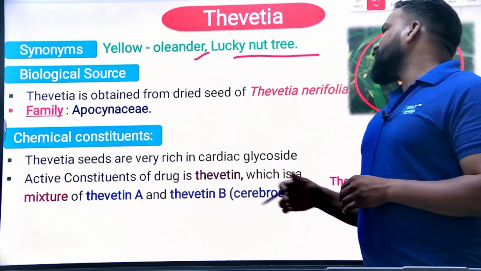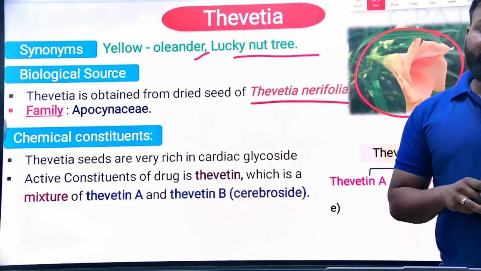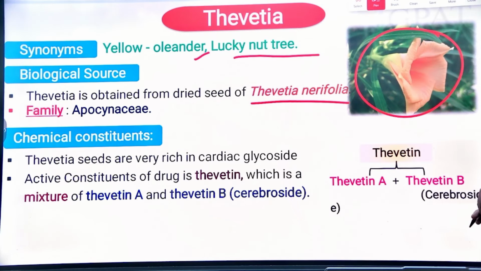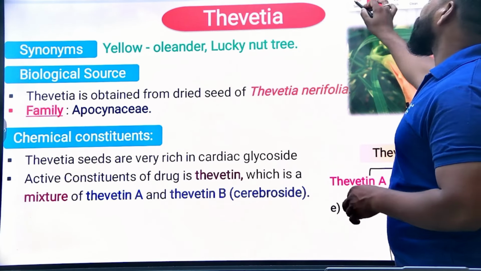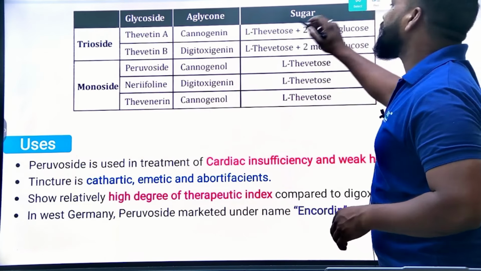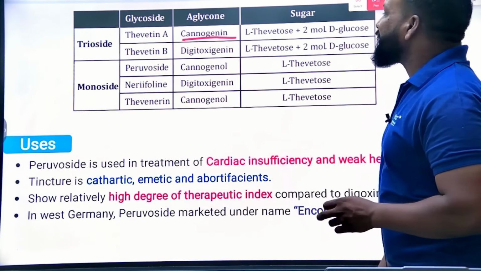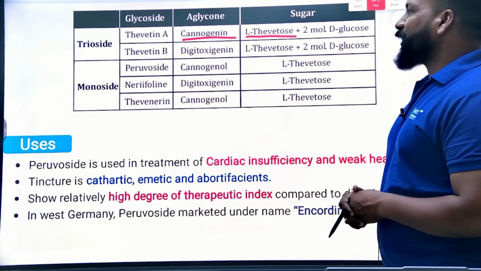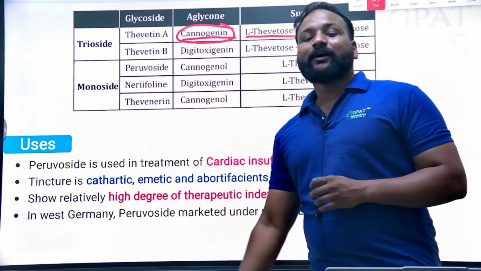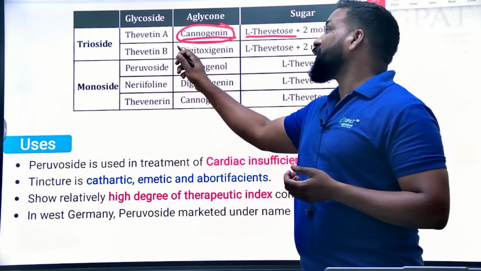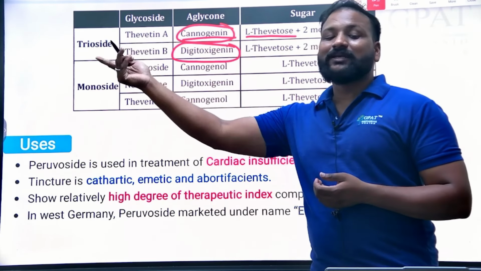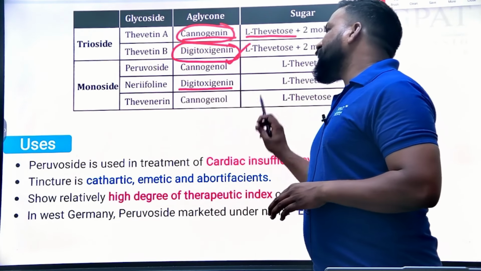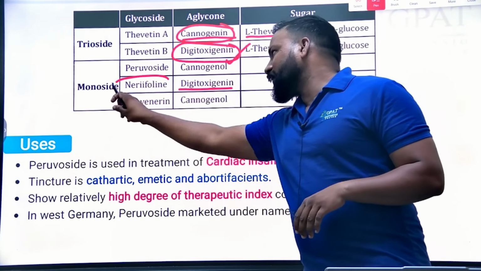Thevetin is obtained from Thevetia neriifolia, family Apocynaceae. It contains thevetin A and B. The active constituent, the aglycone moiety, is canarigenin. Thevetin A contains canarigenin. Sugar moiety is L-thevetose and 2 moles of D-glucose. Clear? Also digitoxigenin along with digitalis. In thevetin B also we can find this digitoxigenin. And also the same digitoxigenin will be the aglycone part for neriifolin.